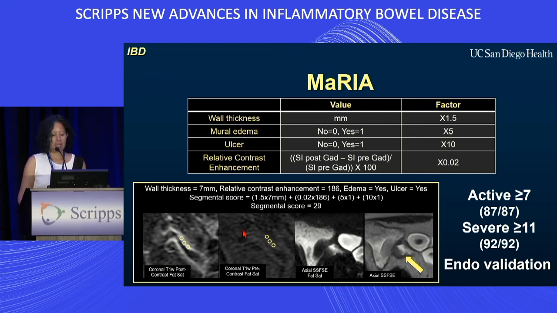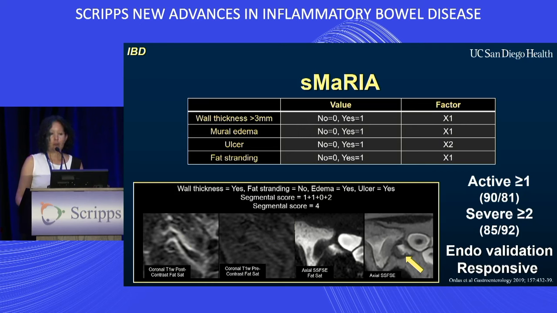So for example, in this patient, this person's segmental score would come out to be 29, which is well above the threshold that has been identified through endoscopic comparison in validation studies to qualify as severe disease. And this is the sensitivity and specificity for Maria to be able to bin things into whether it's active or perhaps even severe. So that's the Maria, and you can look at that and say, okay, that seems painful for someone to do on a regular basis on enterographies.